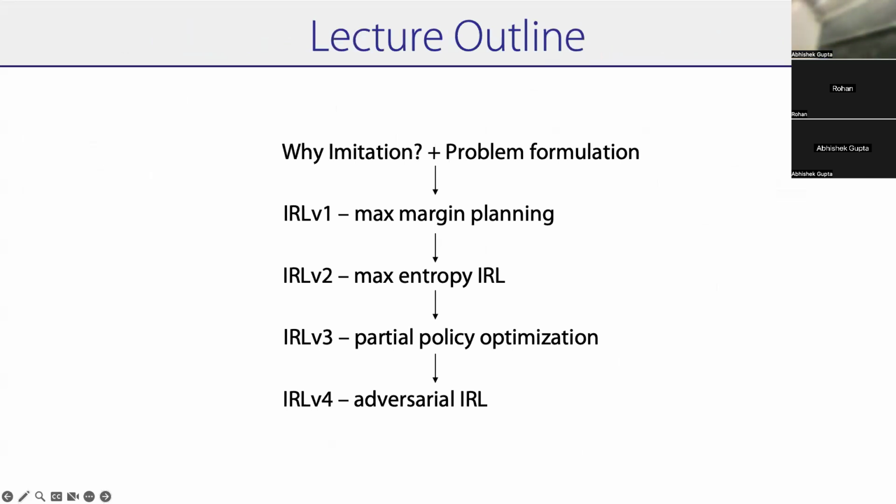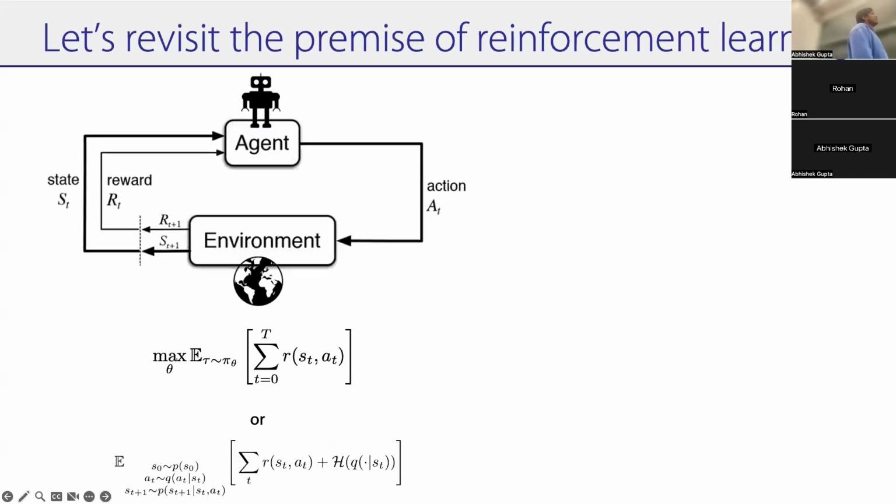Today, we're going to study inverse reinforcement learning, or learning rewards from expert demonstrations. We're going to go through hopefully four versions of this algorithm, from the most naive one to things that you use in practice. But let's start by thinking about why we care about inverse RL. In the promise of reinforcement learning, an agent observes the environment, takes an action, the action is executed in the environment, which returns a new state and a reward. The goal is to learn a policy that maximizes the sum of rewards. That's been our premise so far.